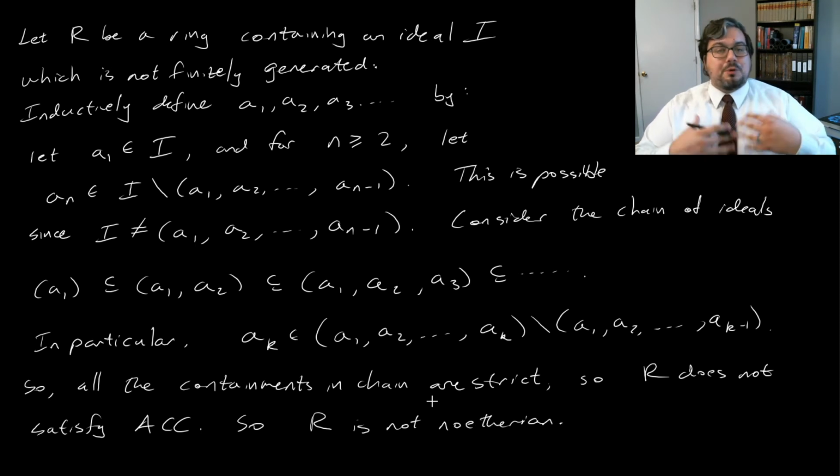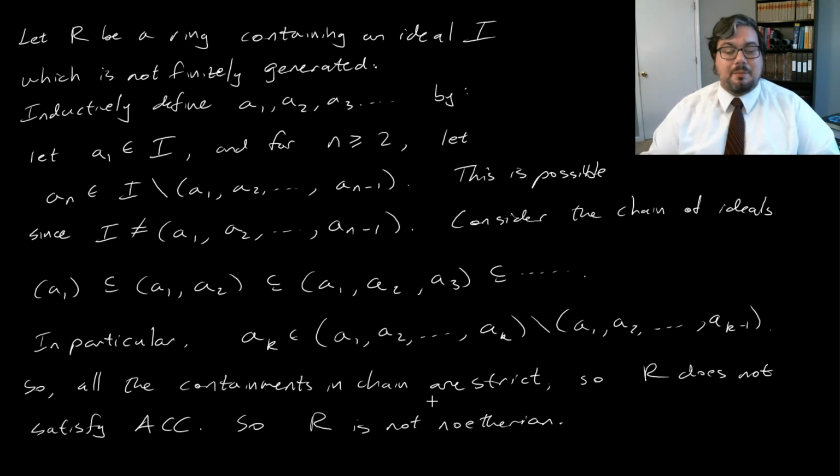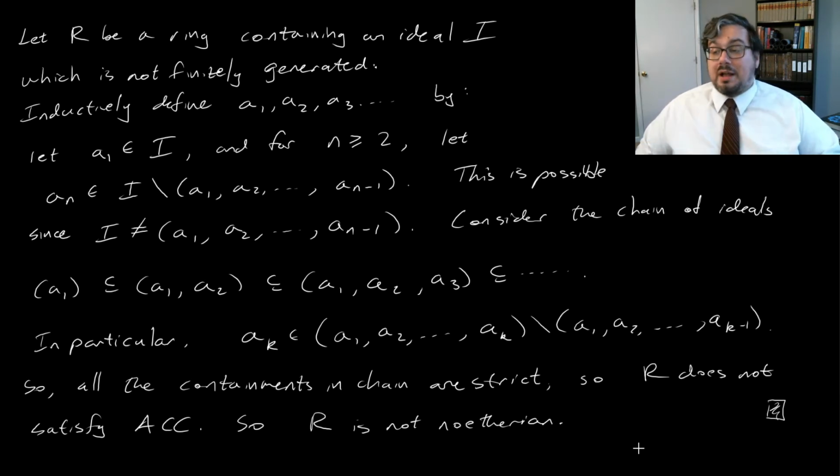Depending on what books you read, where you go to look this up, some authors will define Noetherianness of a ring based on the ascending chain condition, and some will define it in terms of all ideals of the ring being finitely generated. What Theorem 125 shows is that those two are completely equivalent, that we can define Noetherianness in terms of the ascending chain condition or in terms of every ideal being finitely generated, and they're exactly the same thing.